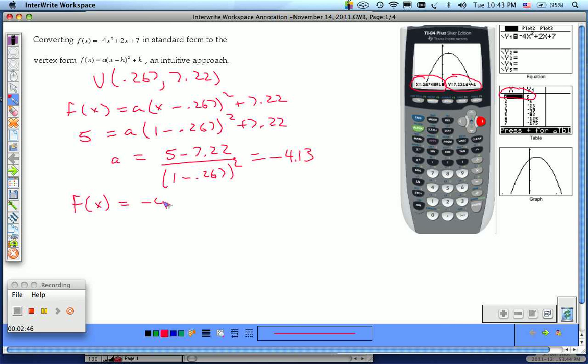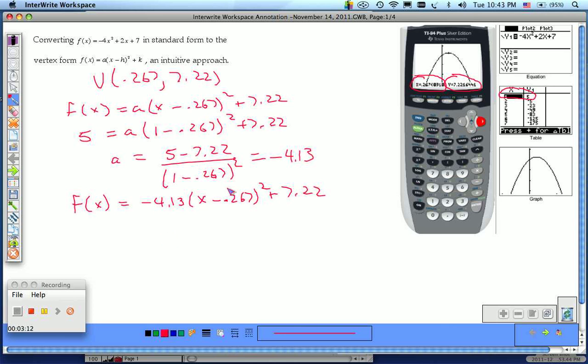Now, substituting minus 4.13 back into the vertex form, we get minus 4.13 times the quantity x minus 0.267 squared plus 7.22. Alright, so there's the completed vertex form of our quadratic function in standard form.